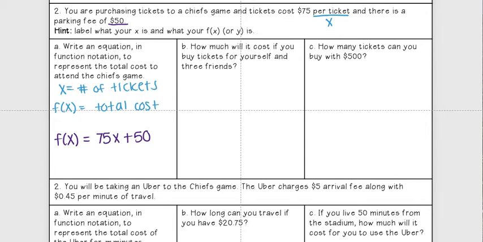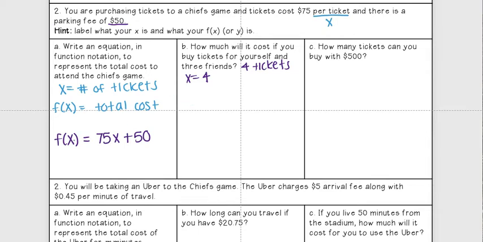So the first part says, how much will it cost if you buy tickets for yourself and 3 friends? Okay, so I'm buying a ticket for myself and 3 friends. So in total, I'm buying 4 tickets. So now I need to plug that in for either x or f of x. Well, x stands for my number of tickets. So that means I'm going to plug in 4 everywhere I see an x. And again, I'm still going to be using my function notation here.